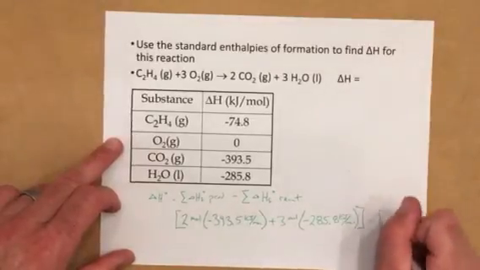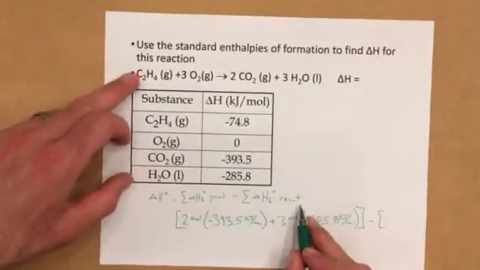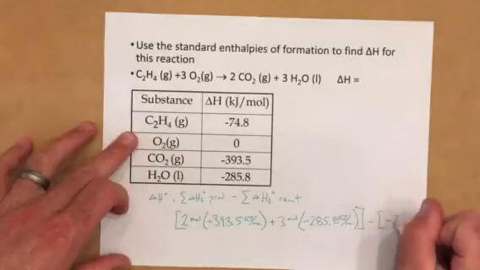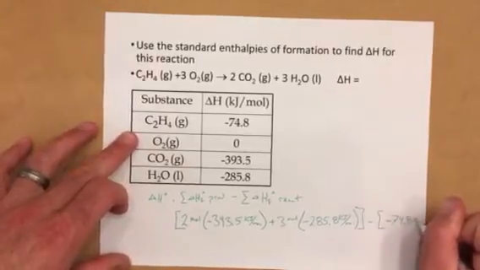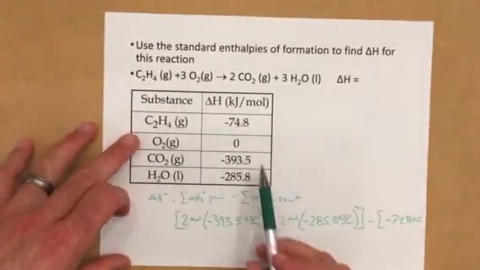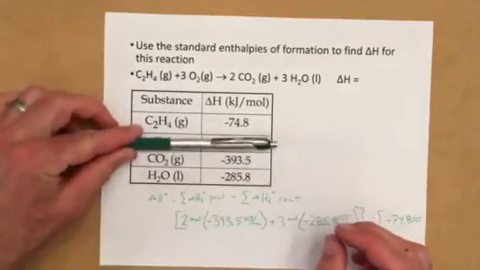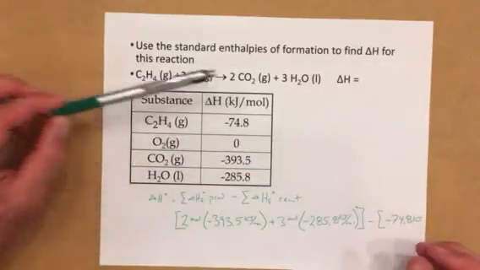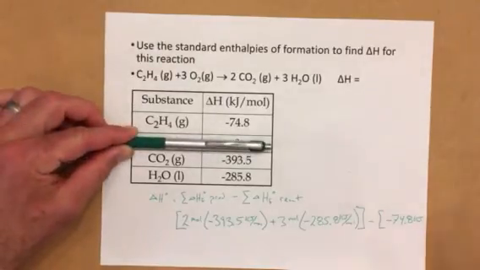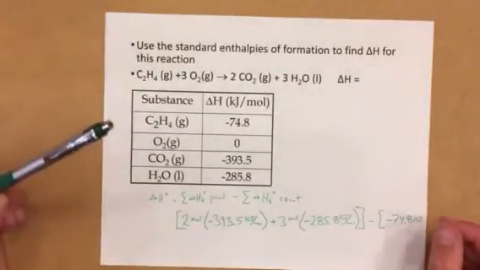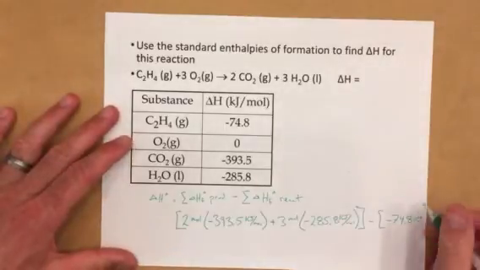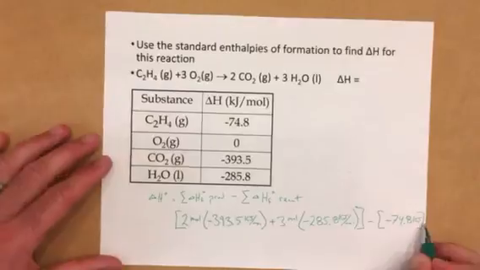And then we're going to subtract from that the sum of all the enthalpies of formation of our reactants. We have C2H4, which is negative 74.8. We only have 1 mole of that, so we don't need to multiply it by any number of moles. And then we have 3 for oxygen. Oxygen, remember, is an element, so it may not be given to you in the table. You should remember that for any element in its standard state, the enthalpy of formation is going to be 0, because the definition of enthalpy of formation is the enthalpy change to take elements and make that compound. So that's just a 0.